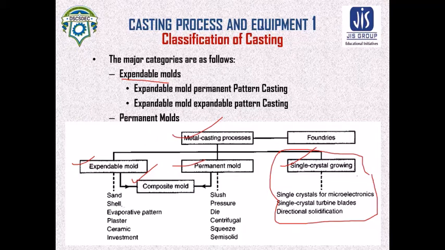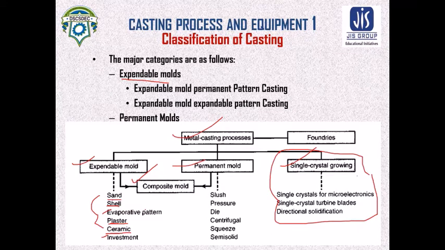In case of expendable mold casting, there is sand casting, shell casting, plaster molding and ceramic molding. These are the types of expendable mold casting. In expendable mold with permanent pattern casting, this category includes sand casting, shell casting, plaster molding and ceramic casting. These are the examples of expendable mold permanent pattern casting. And evaporative pattern casting and investment casting are the types of expendable mold expendable pattern casting.